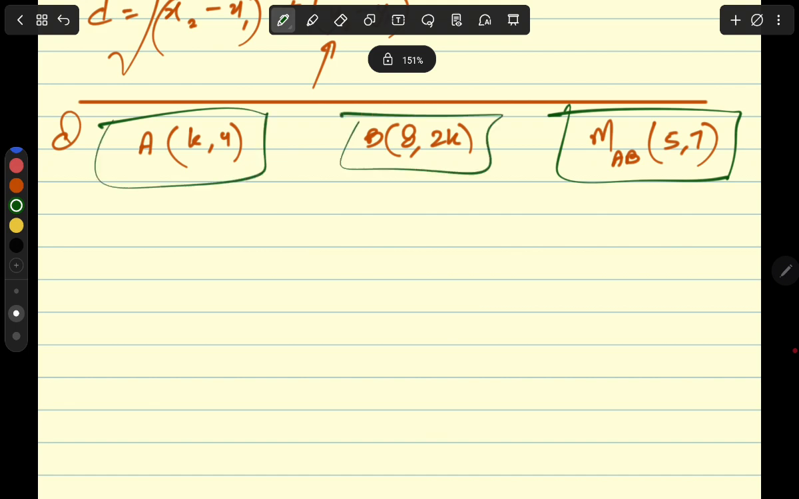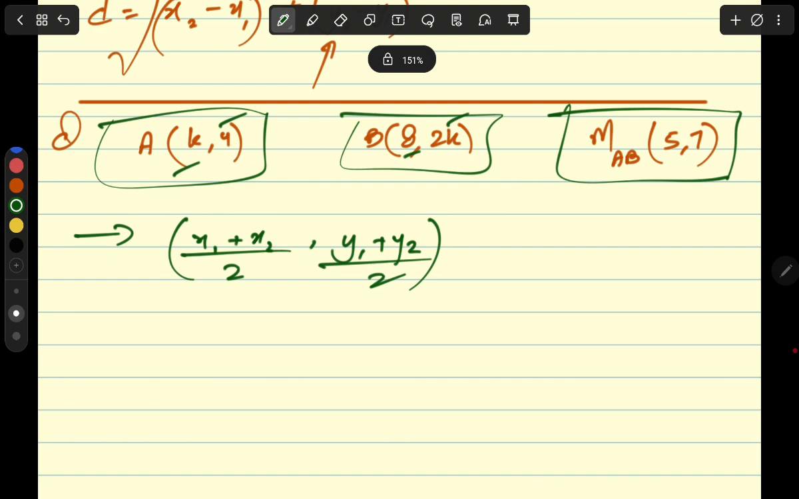And you're asked to find the value of k or give a reasonable argument against it. Now before calculating it, what stays constant, right? The midpoint formula, that was x1 plus x2 upon 2, the average of these two coordinates k and 8, and y1 plus y2 upon 2, the average of these two coordinates 4 and 2k, right? So now let us substitute directly.